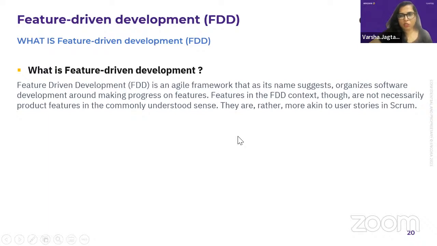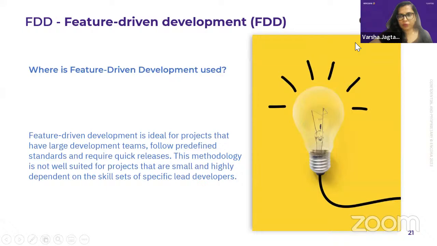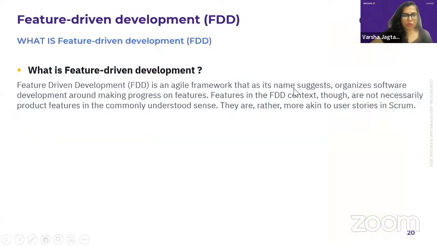Let's see what is, okay, what is feature driven development? So this is an agile framework, as its name suggests, that organizes software development around making progress on features. Features in the FDD context, though, are not necessarily product features in the commonly understood sense. They are rather more akin to user stories in Scrum.